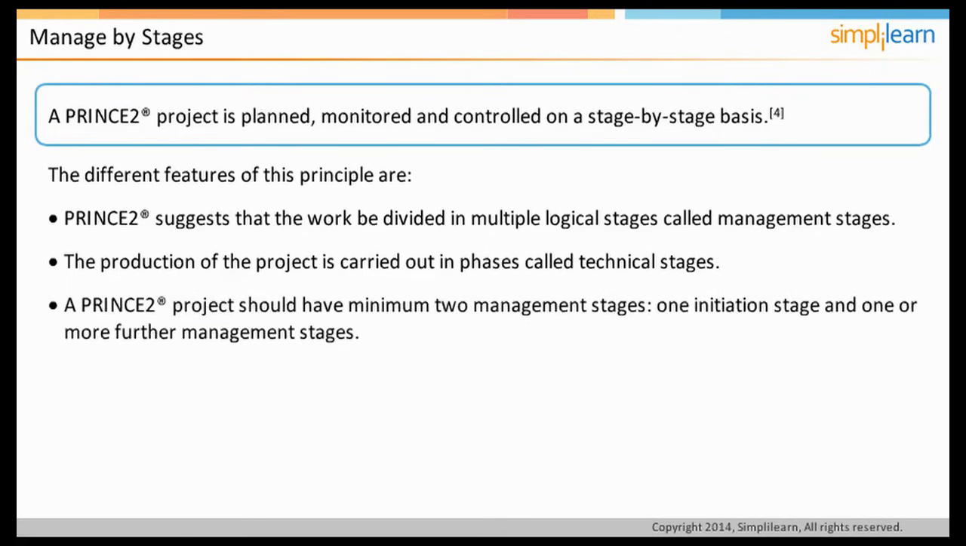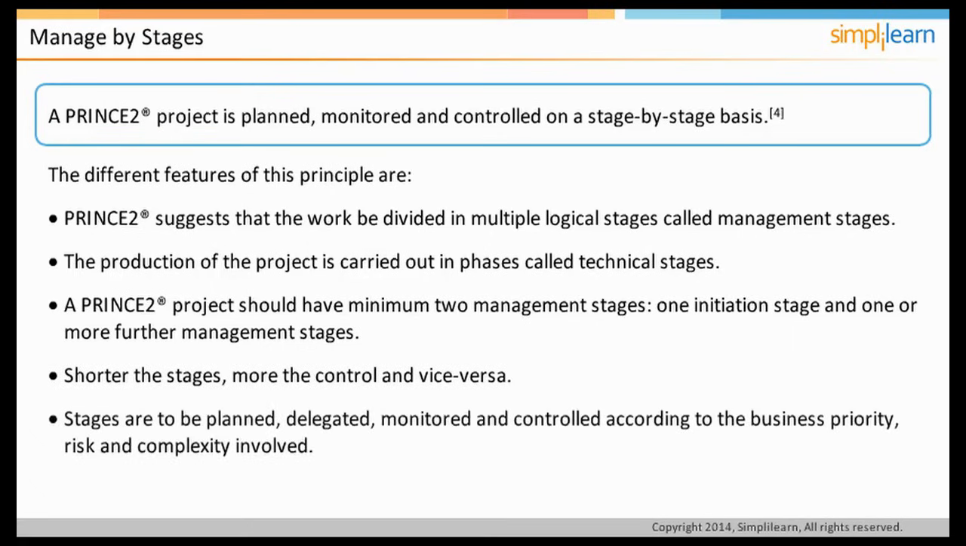PRINCE2 requires a minimum of 2 management stages, one initiation stage and one or more further management stages. Shorter stages offer more control, while longer stages reduce the burden on senior management. Stages are to be planned, delegated, monitored, and controlled according to the business priority, risk, and complexity involved.